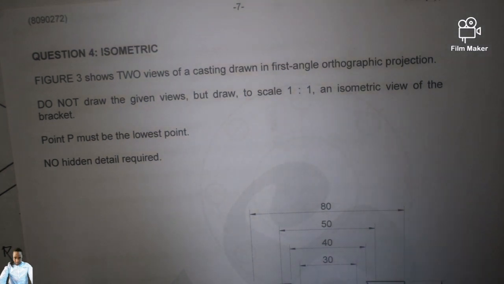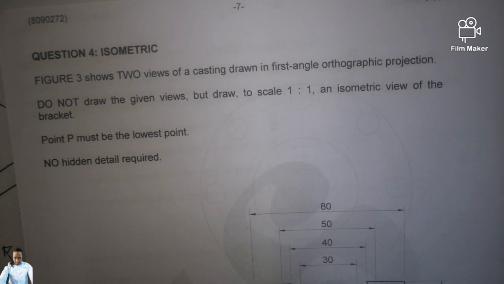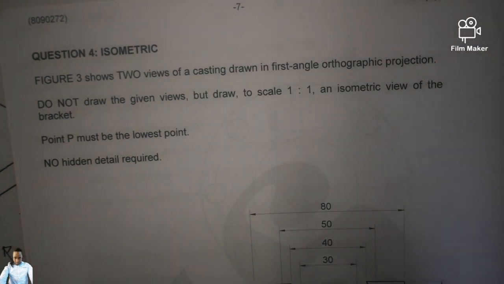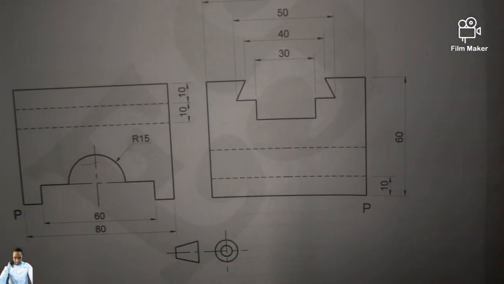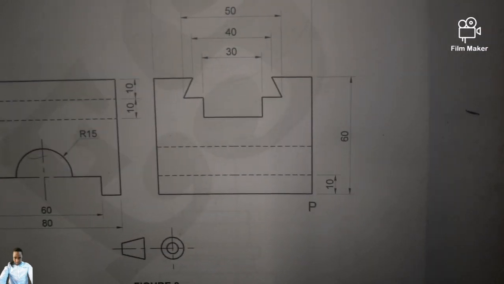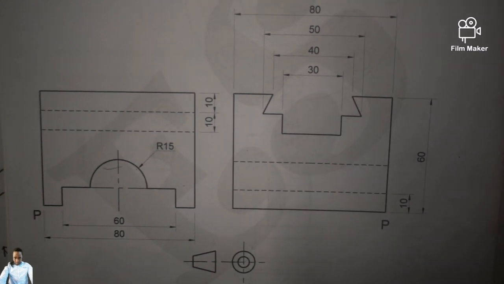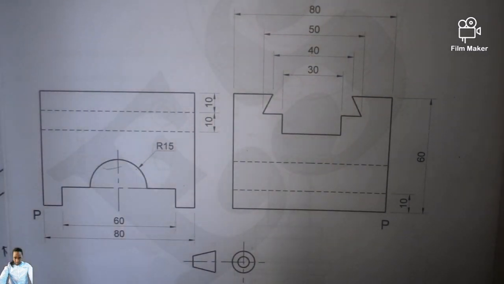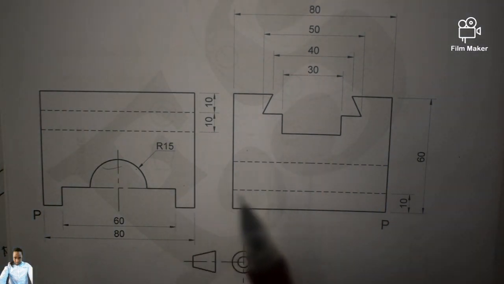Figure 3 shows two views of a casting drawn in first angle orthographic projection. Do not redraw the given views, but draw to a scale of 1:1 an isometric view of this bracket. Point P must be the lowest point in your drawing, so no point is expected below point P. No hidden details are required. Then you can come to the views that we are given. These are the dimensions. We're given two views, the front view and the left view, and the projection symbol altogether.